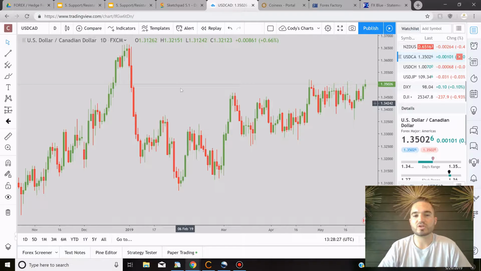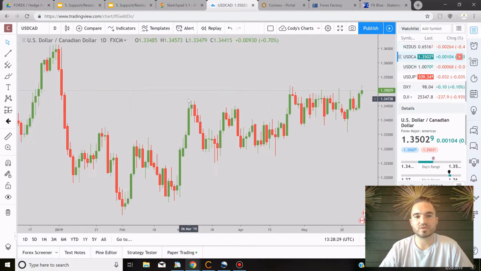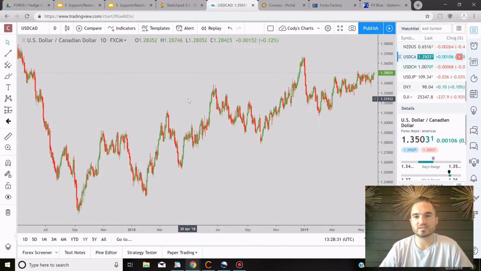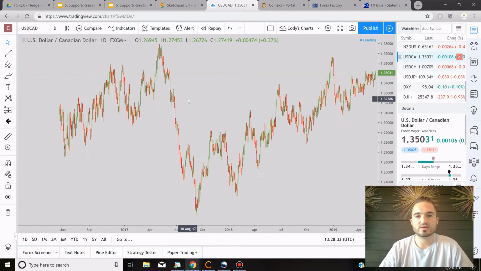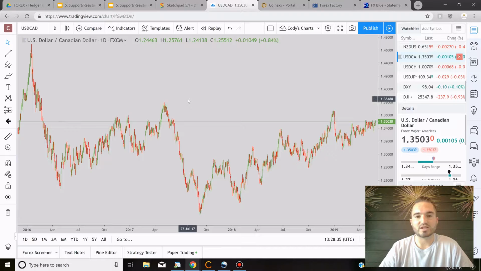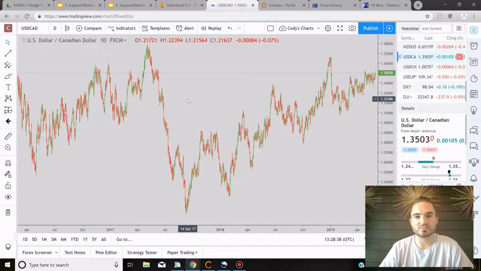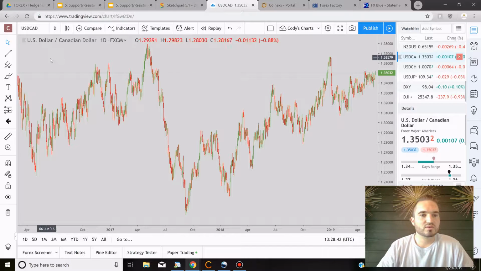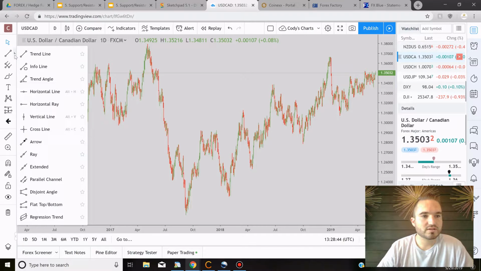So what I'll do is look at this chart, zoom out a lot, and say, okay, this is on an upward trend. It's on a pretty high trend. So what I'm going to do is look at some support and resistance lines. I'm going to come over here and click on my horizontal line tool.